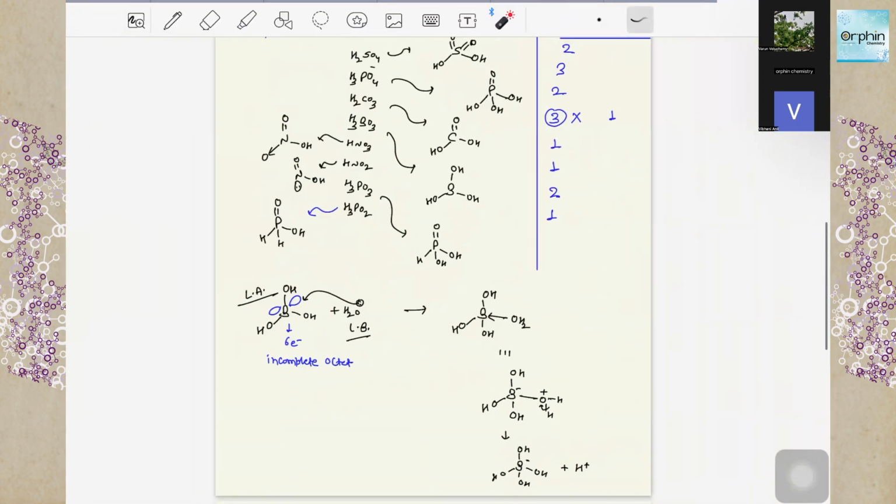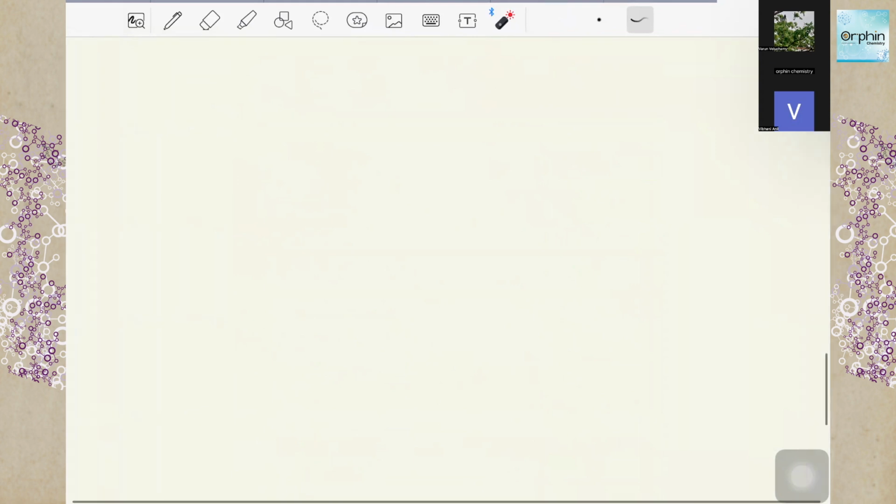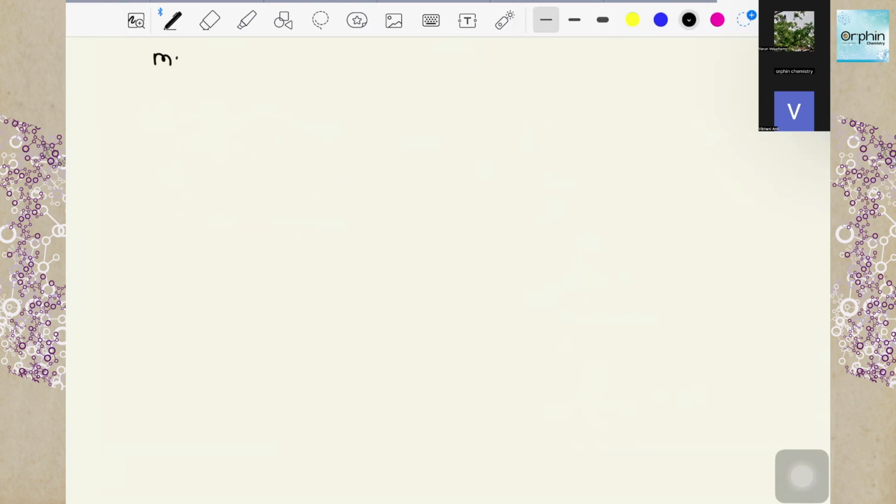So now we can see the cases where there is more than one central atom, right? More than one central atom is present. So when more than one central atom is present, then what will happen here? Let us see.